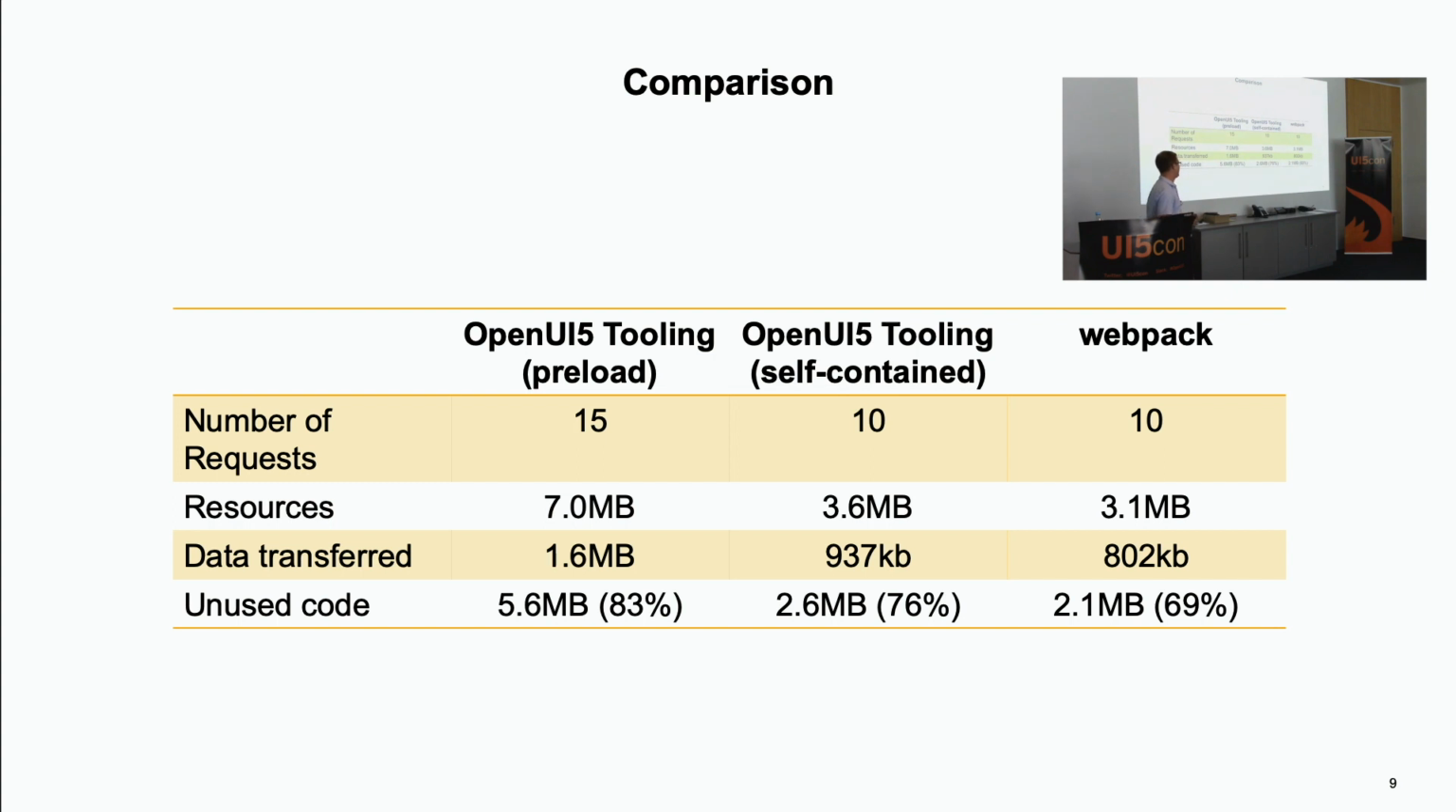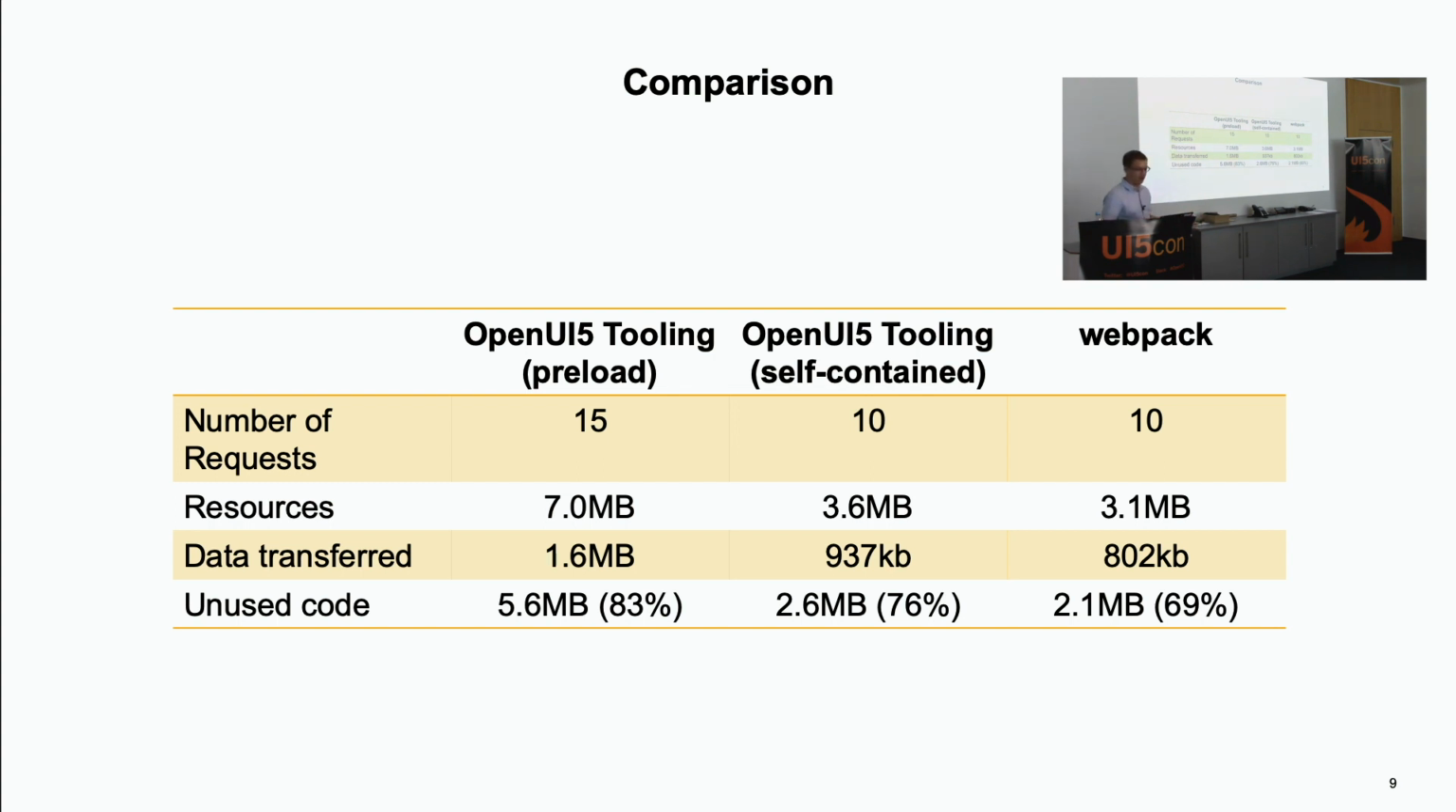With the OpenUI5 tooling in the self-contained build, there was already a big improvement. Only 3.6 megabyte of resources are loaded. And with the Webpack build, we only load 3.1 megabytes. And the data transferred is only 800 kilobytes. But as we just saw, there is still a lot of room for improvement there. And this is also because we have so much code that's not used. We have to kind of try to eliminate this.